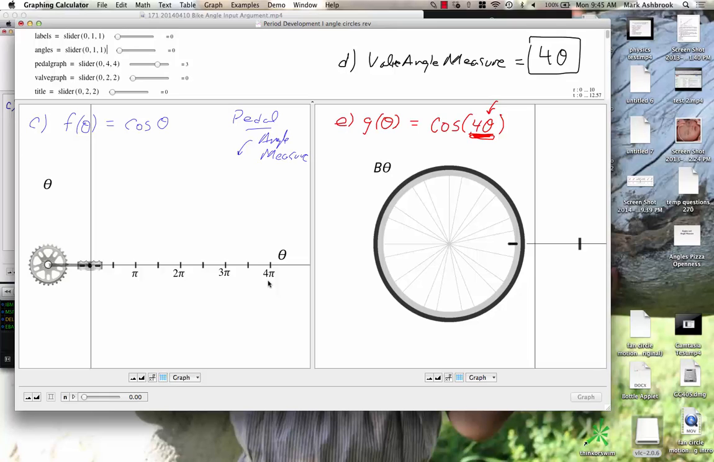Okay, it looks like if you count every 8 squares, every 8 squares could be pi. And you have enough room, and that makes 4 pi. So every 8 squares in your grid, make it pi. And then 4 pi is pretty close to the right side of the x-axis. And then you're going to sketch what f is going to look like for the angle 0 to 4 pi.